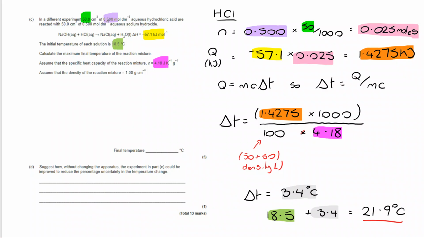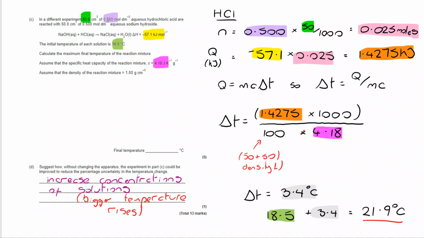On D, suggest how, without changing the apparatus, the experiment in part C could be improved to reduce the percentage uncertainty in the temperature change. If we're reducing percentage uncertainty, we are going to want increased concentrations of solutions. If we do this with concentrations that are higher, we're actually going to get a more vigorous reaction in the sense that more energy is going to be released. So there will be bigger temperature rises.